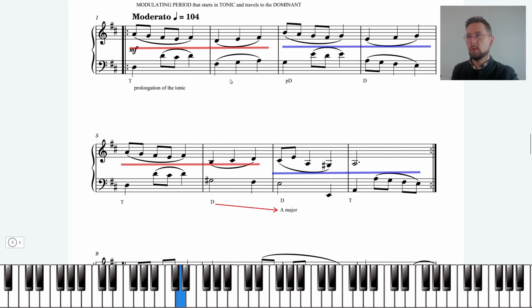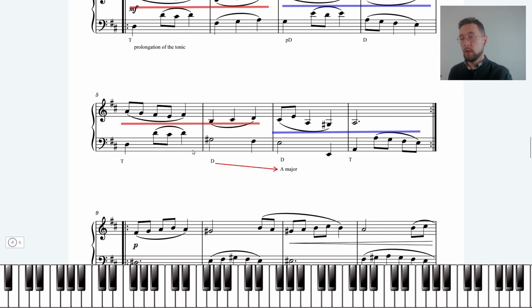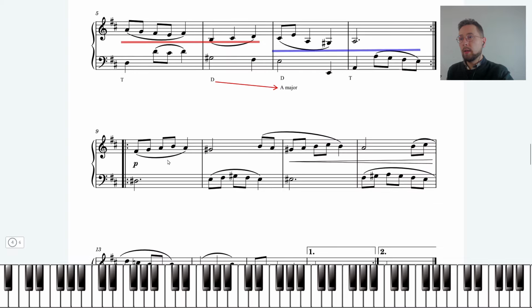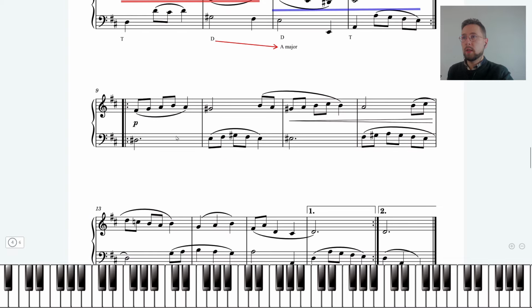So we have D, right, basically in D. After that we go to E, and we're on A. D, E, A, right, that's the tonal plan if you want to travel to the dominant. Now, in the second half we have sequences, and I think this is a very good example of these sequences.